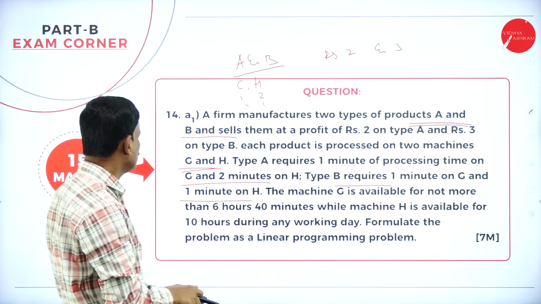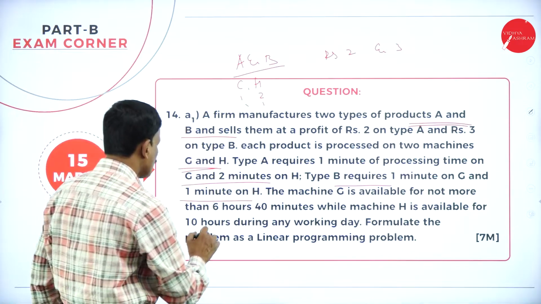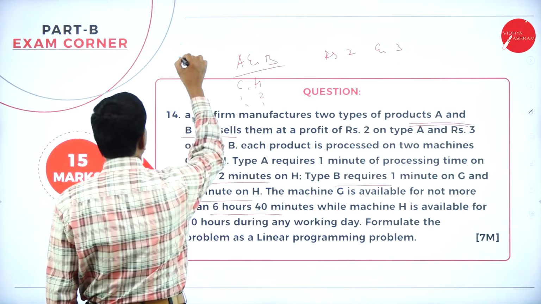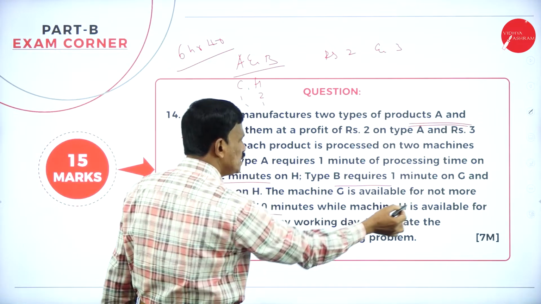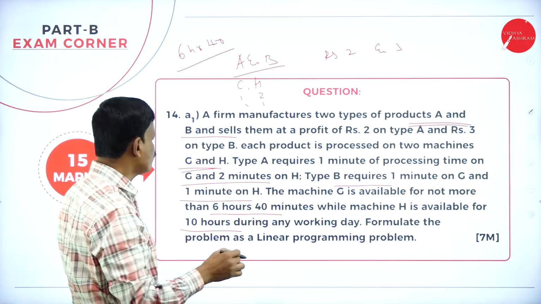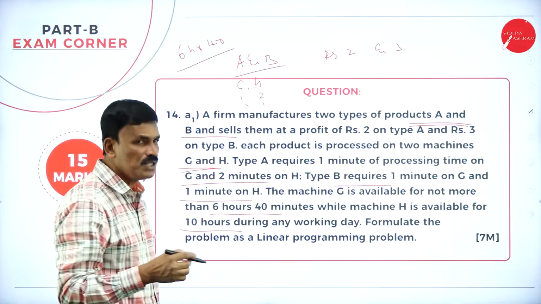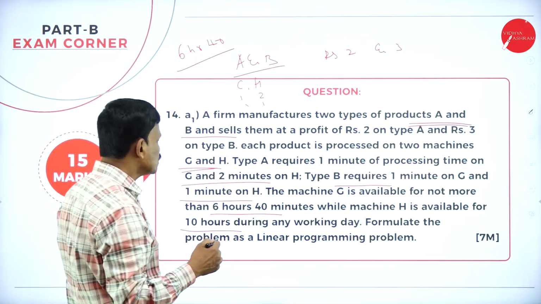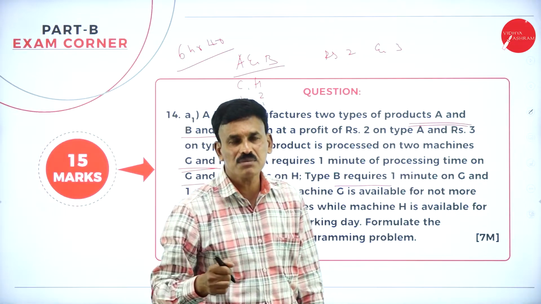The machine G is available for not more than 6 hours and 40 minutes, so we have to convert it, while the machine H is available for 10 hours during the working day. Formulate the problem as a linear programming problem. Here the problem is of maximization type, since the profit should always be maximum.